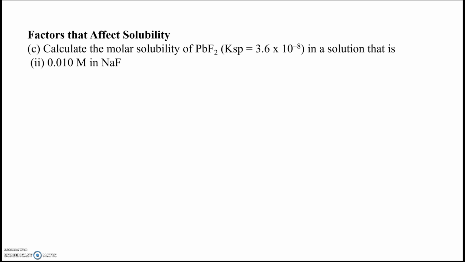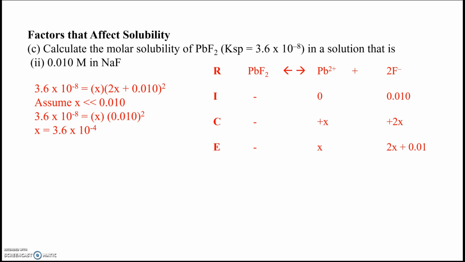And now we're going to do this in a solution that's 0.01 molar in sodium fluoride. Again, I'm going to have to set up a RICE table. And I fill out my RICE table with the appropriate concentrations. I set up my Ksp formulation. I solve the problem, which is going to be a different kind of problem than the previous example. And I get 3.6 times 10 to the minus 4.